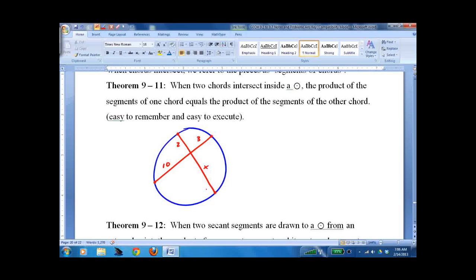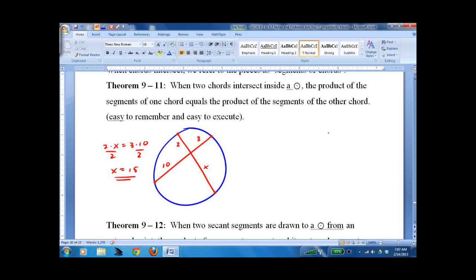Then, if you read this, it says the product of the segments equals the product of the segments. 2 times X equals 3 times 10. X equals 15. Again, because they are similar triangles, you can write them that way.